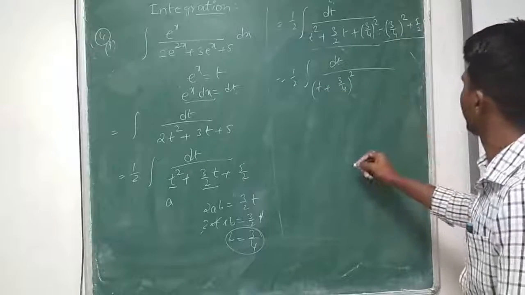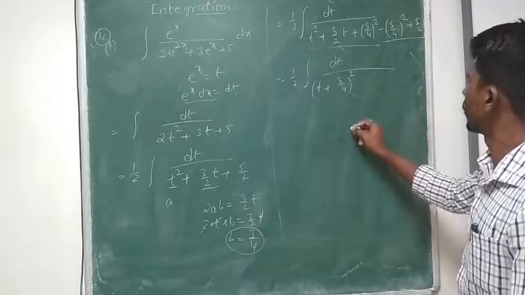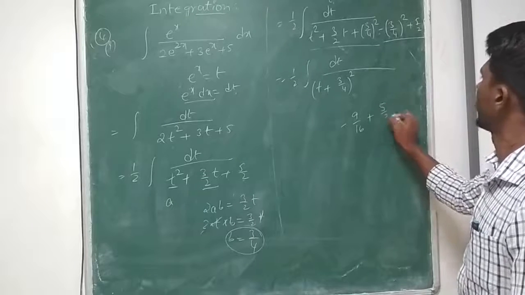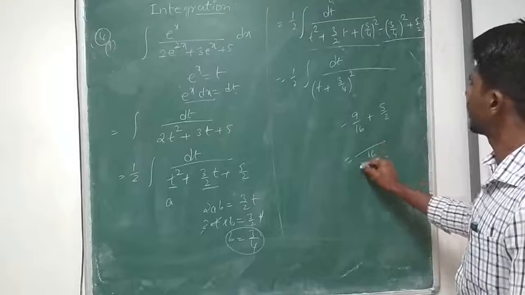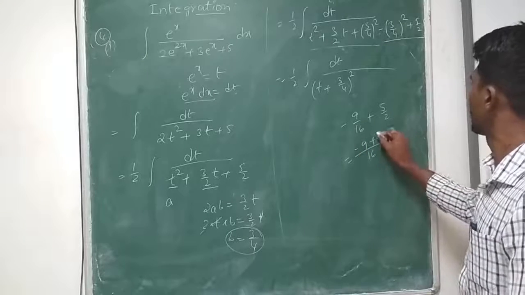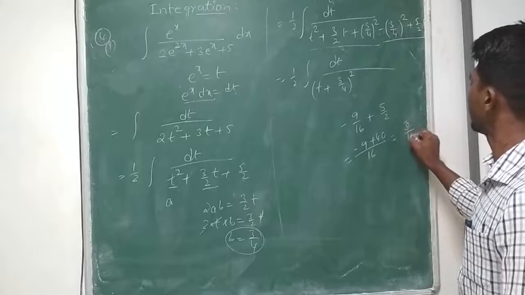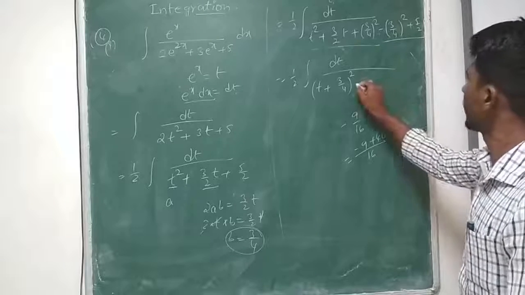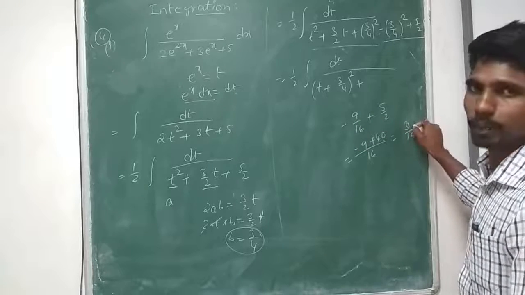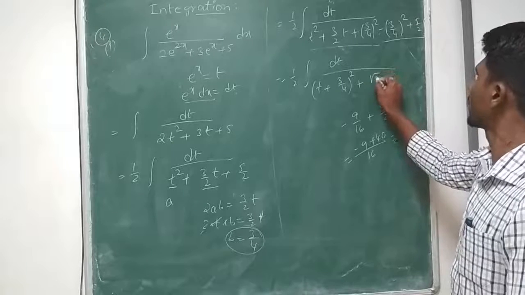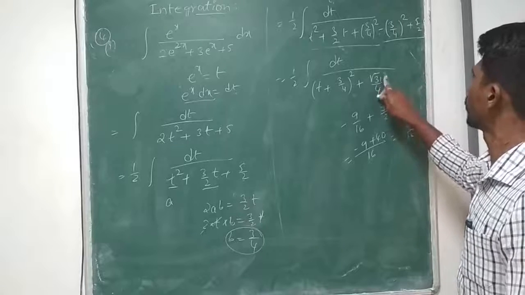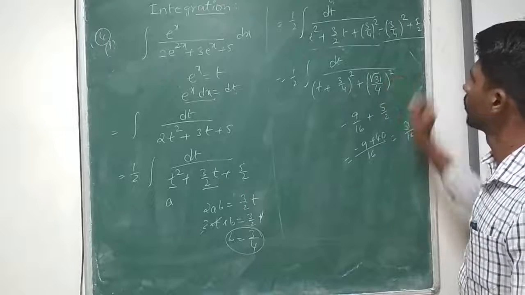Now first I want to simplify this: minus 9 by 16 plus 5 by 2. What will be the LCM? 16. Minus 9 plus 2 eights are 16, and 8 times 5 is 40, so I get 31 by 16. So I can write it as plus. I need it in the form of a square. 31 is not a perfect square, so I write it as root 31, and 16 is a perfect square, its square root is 4, so I can write it as root 31 by 4 the whole square.